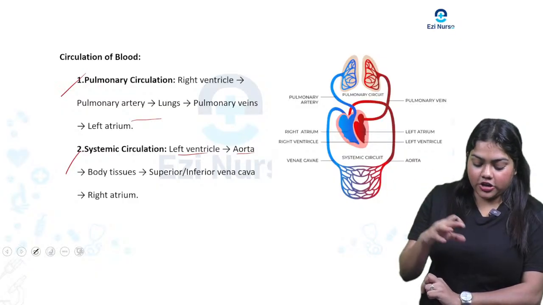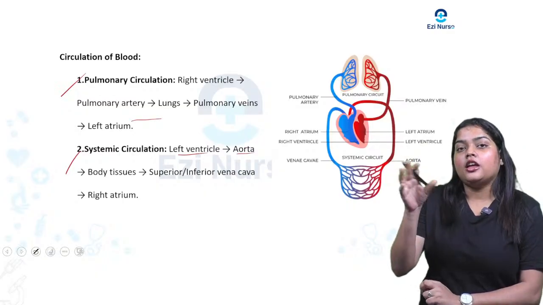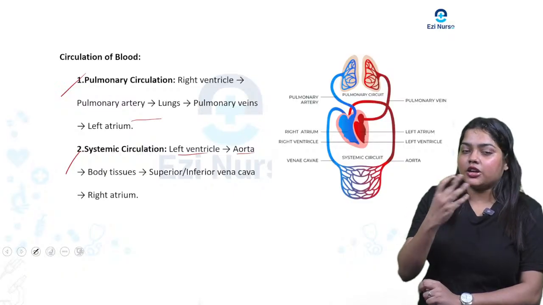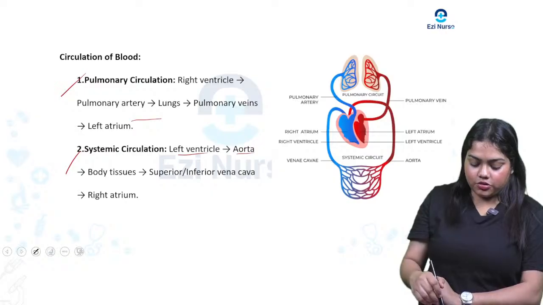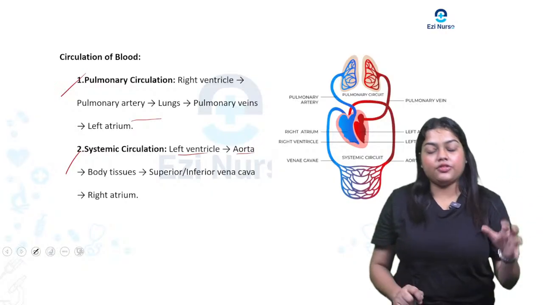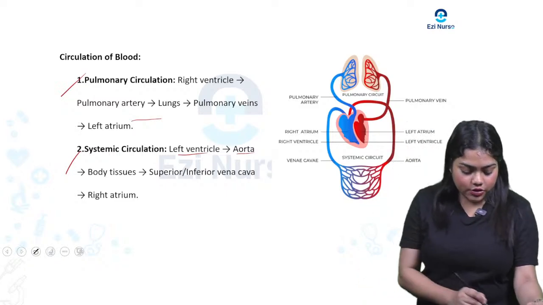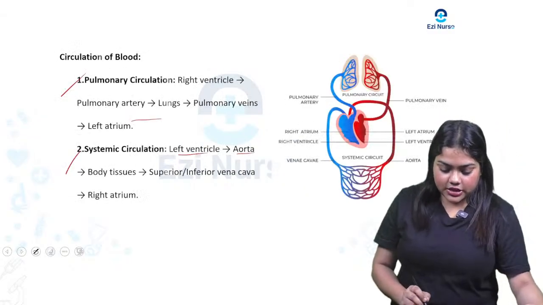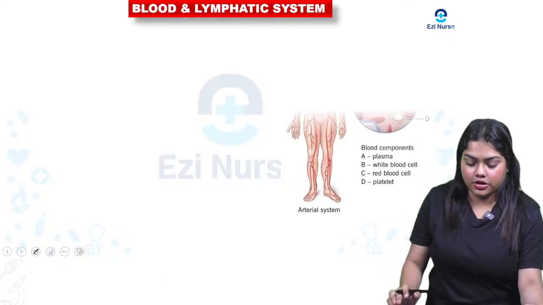to the body tissues, and again from there they will collect the deoxygenated blood after gaseous exchange in the cells. It is receiving the CO2 blood and giving it to the right atrium. This process is called systemic circulation. Okay, so this is over. I guess you have understood this, right? If you still have any confusion, you can message.